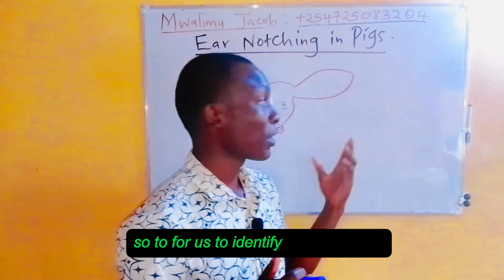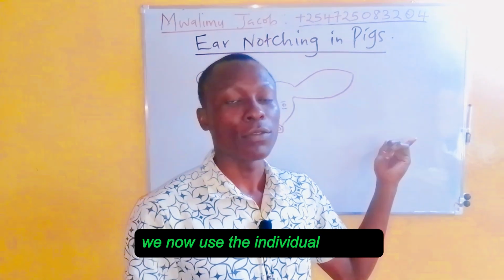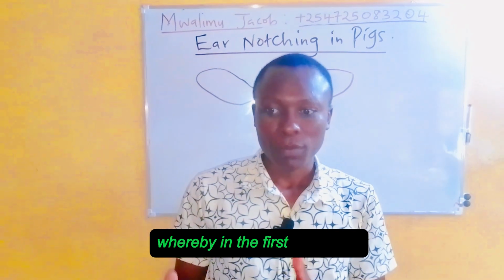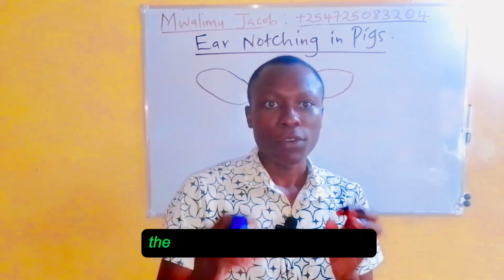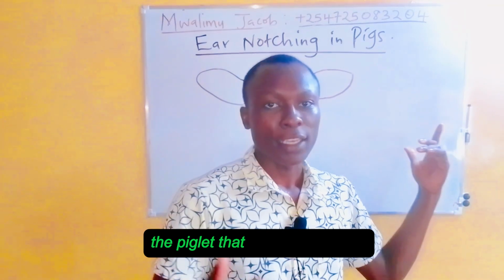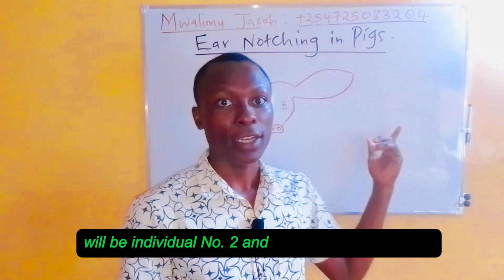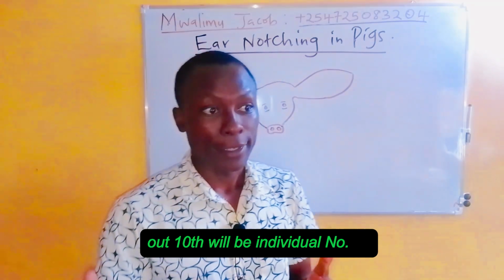So for us to identify those individual piglets, we now use the individual number. In the first parturition, which is litter number 1, the piglets are 10. The piglet that came out first will be individual number 1. The piglet that came out second will be individual number 2. And the piglet that came out tenth will be individual number 10.